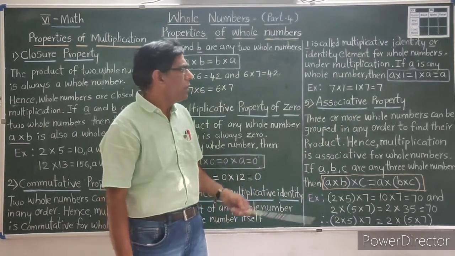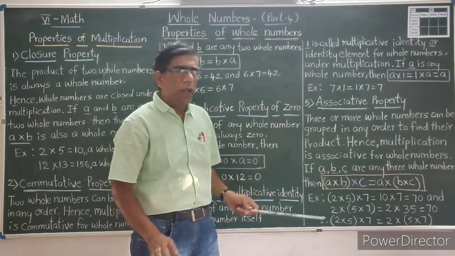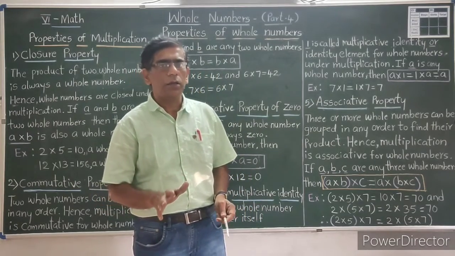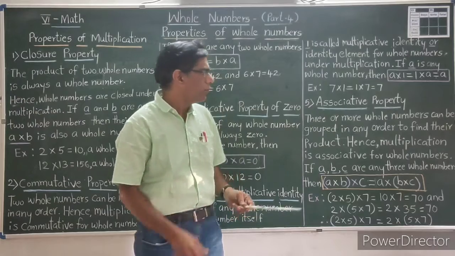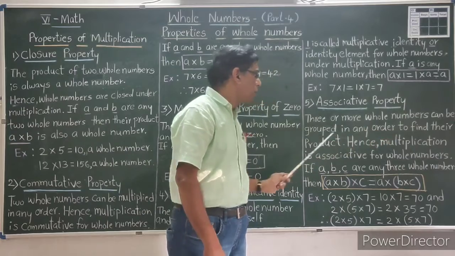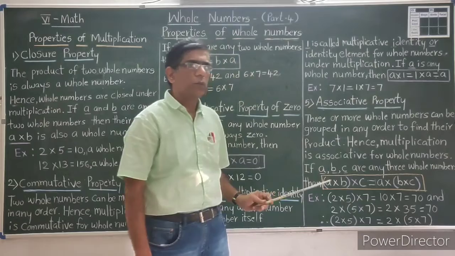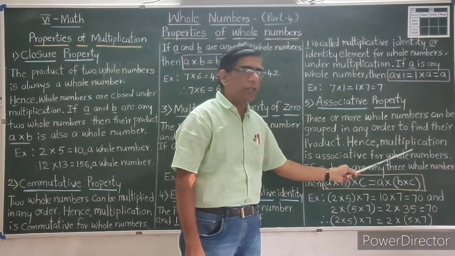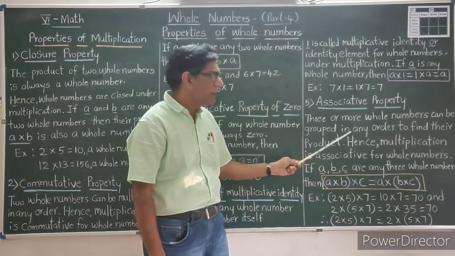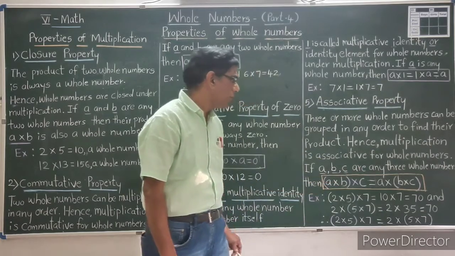Here is the last property, associative property. Three or more whole numbers can be grouped in any order to find their product. Hence, multiplication is associative for whole numbers.